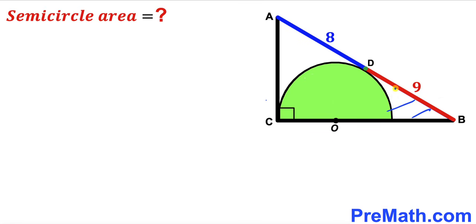In this video, we have got this green semicircle with the center O, fully inscribed in a right triangle ABC, as you can see in this given diagram, such that the point D is the point of tangency. Moreover, this hypotenuse AB consists of two segments. This segment AD length is 8 units, whereas the segment BD length is 9 units. And now our task is to calculate the area of this green shaded semicircle.